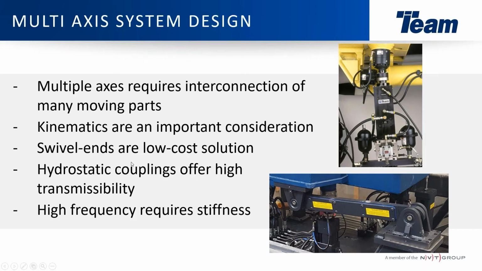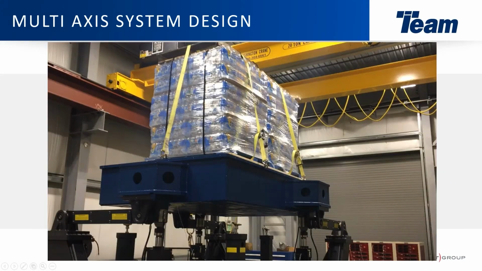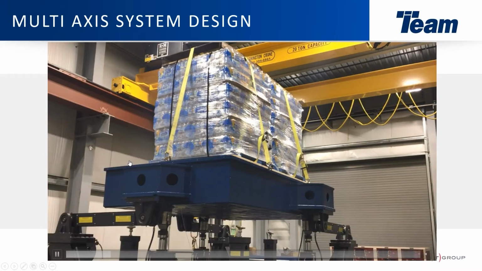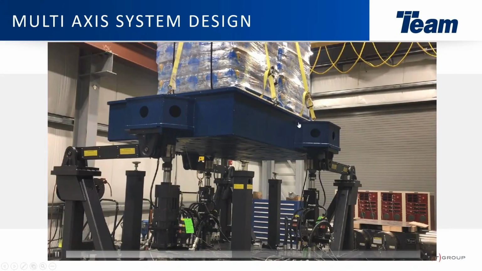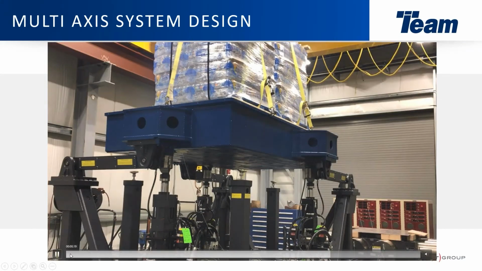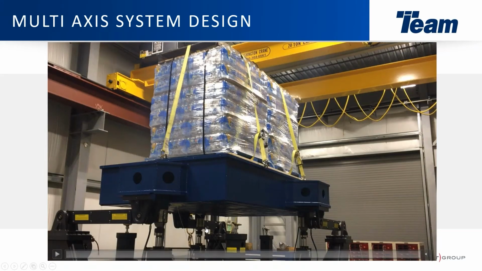So we'll see these in action in a 3 degree of freedom system. We'll have to keep playing this on a loop. This system over here has 3 actuators down on the bottom in the vertical orientation, all with the Hydroball, so hydrostatic couplings on the top and bottom of the actuator, and a large table that's about 40 inches by 80 inches long, designed to do double pallet loads here.